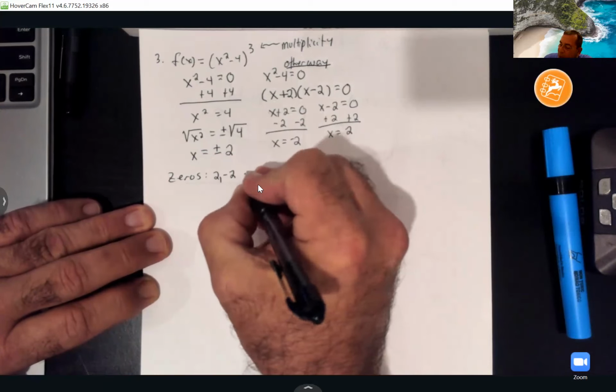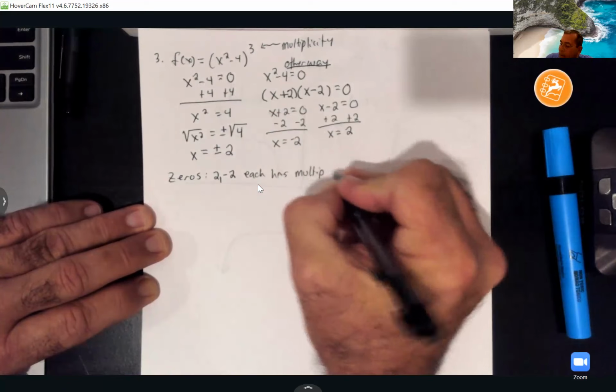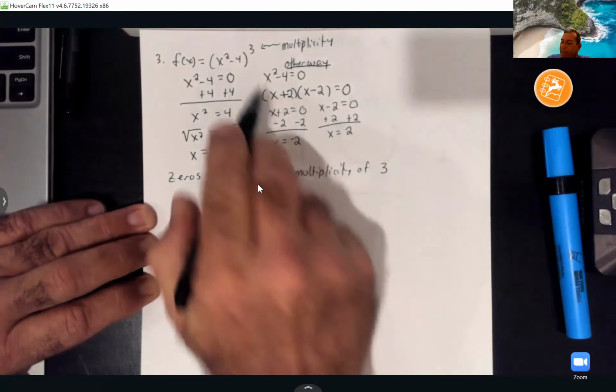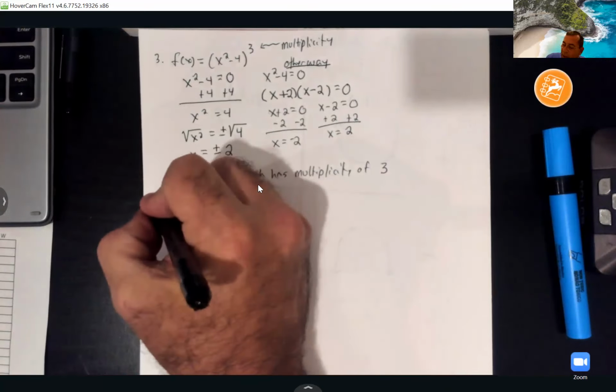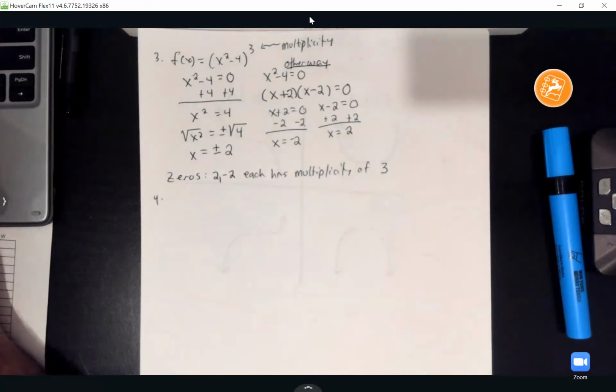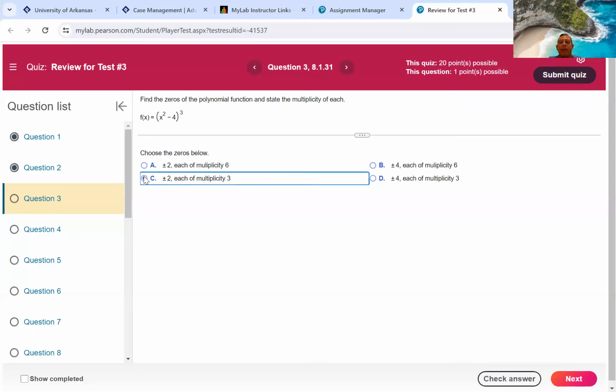And then each has a multiplicity of 3. Okay, so that's what we're going to be looking for when we hit that math lab. So, y'all, let me go to math lab real quick. All right, so plus or minus 2, multiplicity 3. That's wrong. B is wrong. Looks like C there, don't it? So C it is, and then next.